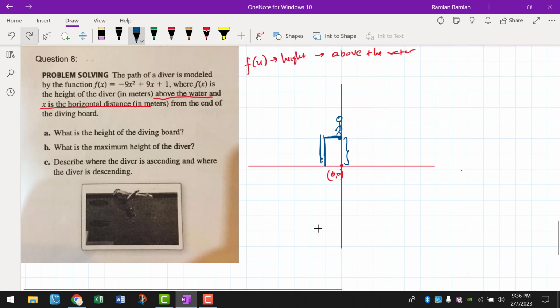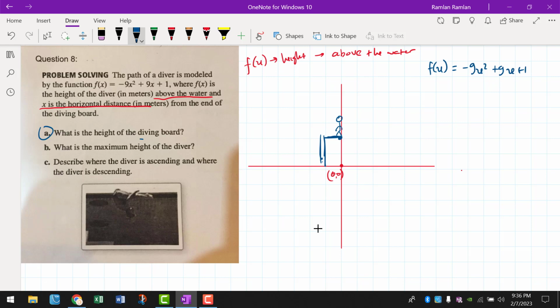Okay, now let's answer question 1. Maybe I'm not going to put it over here, I'll put it somewhere else. I will put here f of x equals minus 9x squared plus 9x plus 1. Okay, let's go to question A.